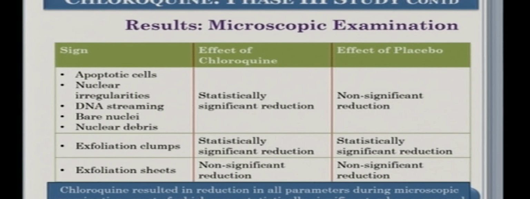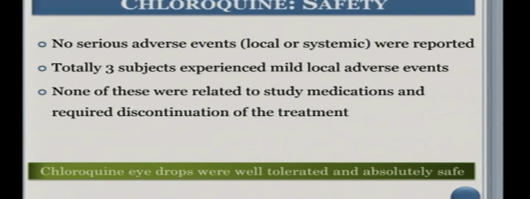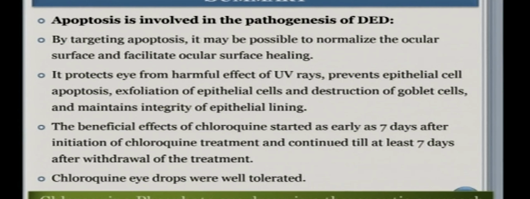The microscopic examination showed that the apoptosis was less. And they concluded that chloroquine eye drops have a favorable effect in dry eye syndrome because they reduce apoptosis. The study summarized that chloroquine phosphate eye drops are a therapeutic approach for the restoration of tear formation for dry eye disease.